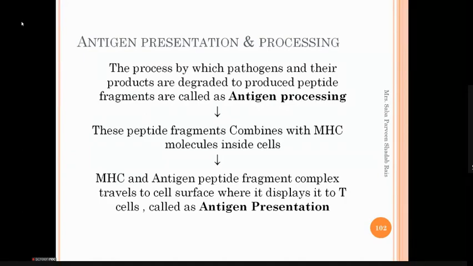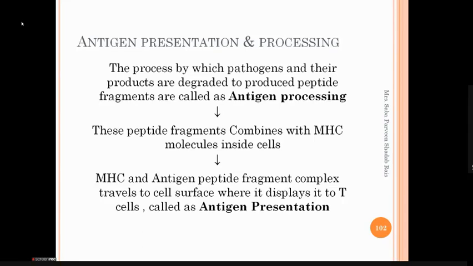Now these peptide fragments will be combined with the MHC molecule. It could be the MHC1 molecule or the MHC2 molecule. This processing occurs within the cell, and thereafter the MHC and antigen complex will be formed, and this complex will be displayed on that particular antigen presenting cell. It could be a normal nucleated cell or a professional antigen presenting cell, and this cell will display the antigen to the T cell. This T cell will be the T helper cell, and presenting the antigen to the T cell is called antigen presentation.